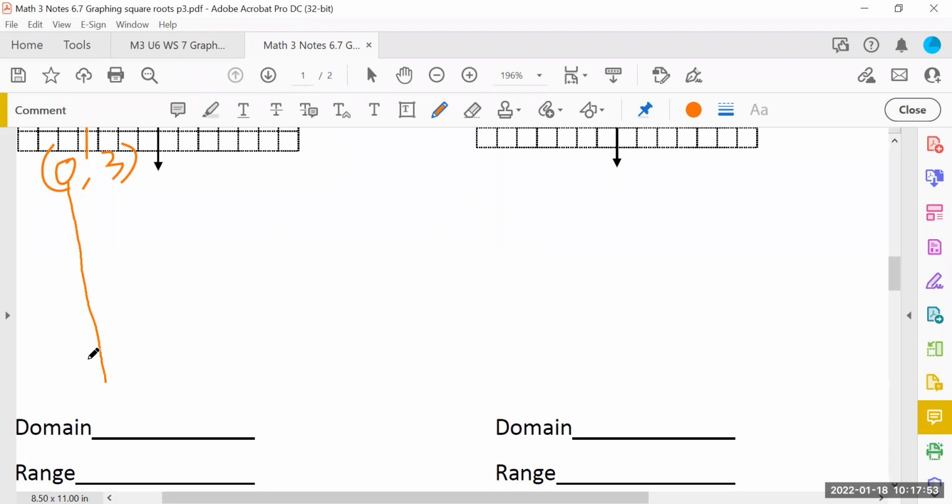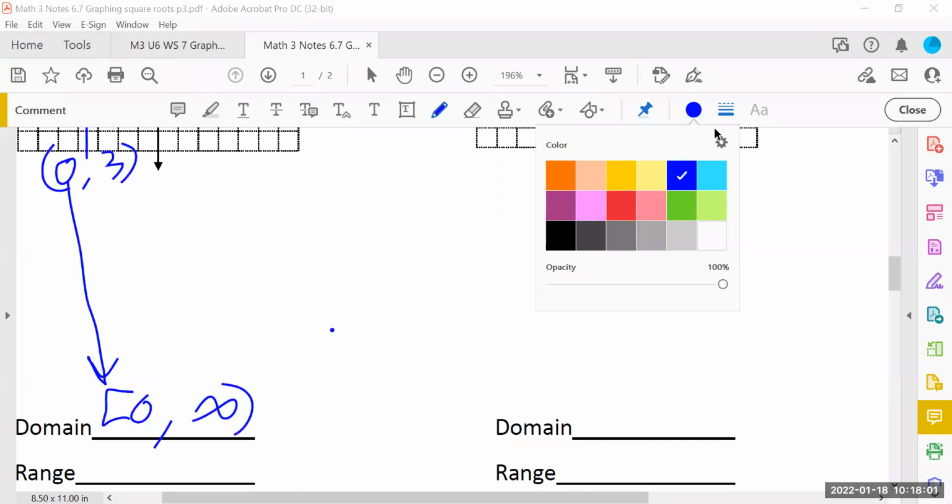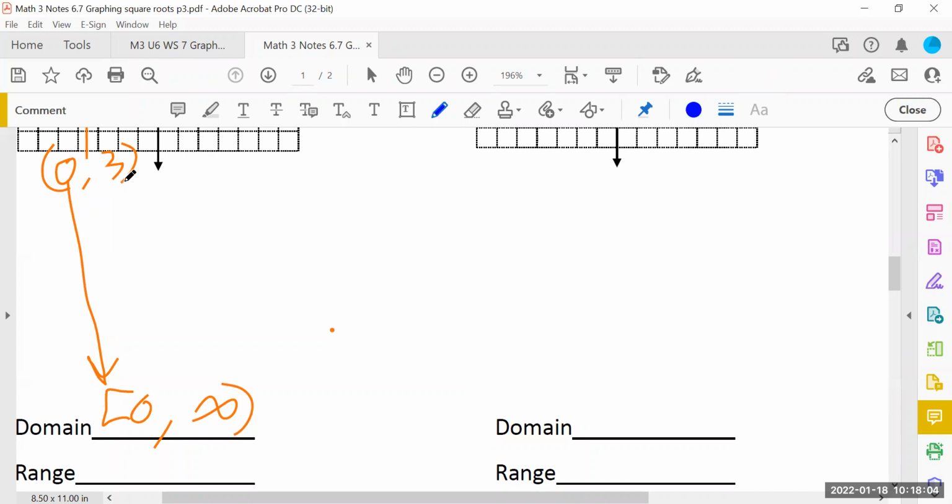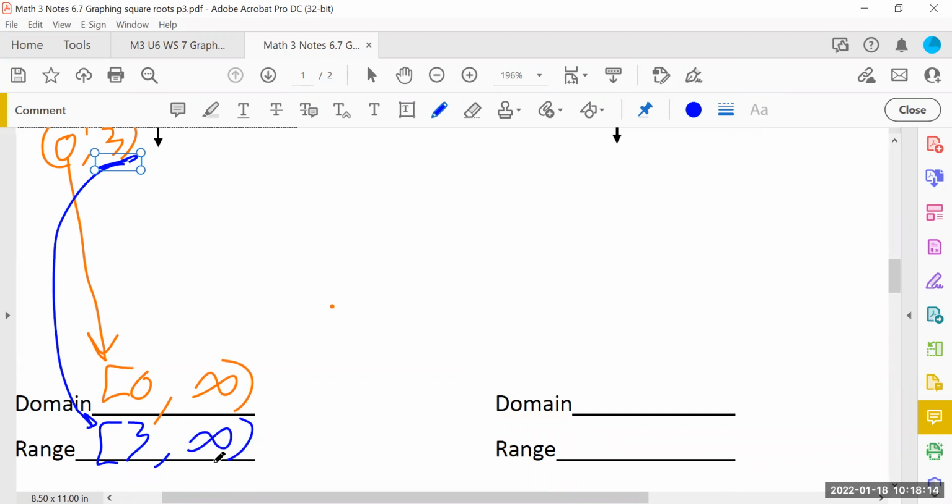The 0 is the start of your domain. Your domain's going from 0 to infinity. The 3 is the start of your range. Your range is going from 3 to infinity. Does everybody understand where those came from? Looking at the graph, the farthest left was 0, 0 to infinity. The farthest up, we started at 3 and then went up above that. Let's hit another one.